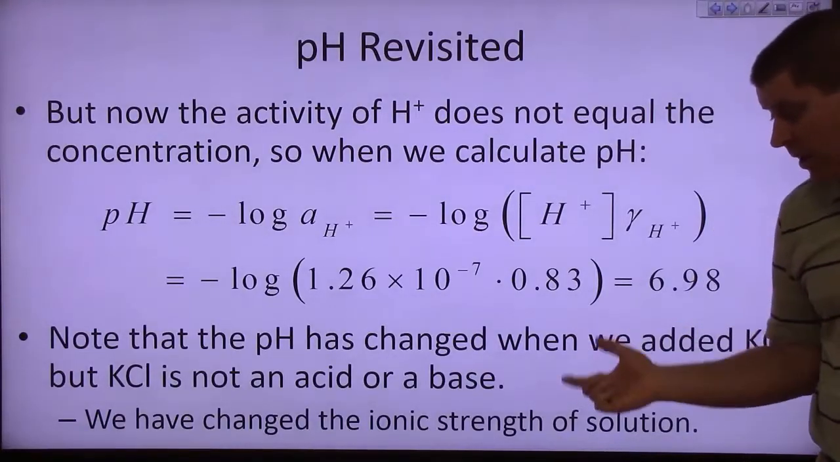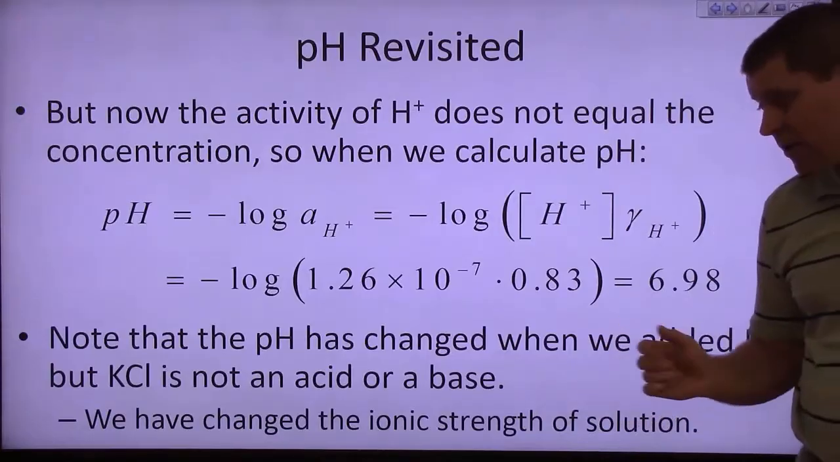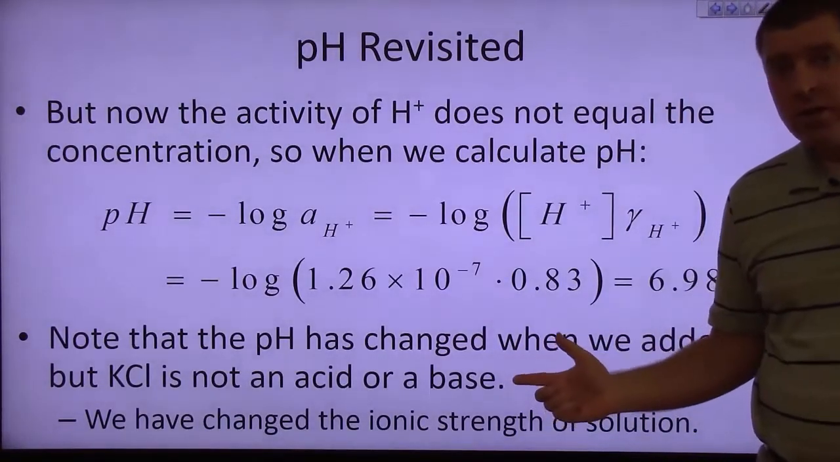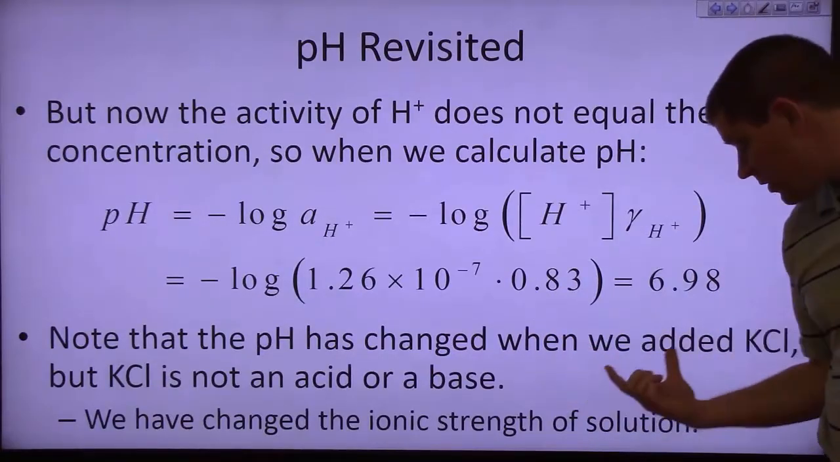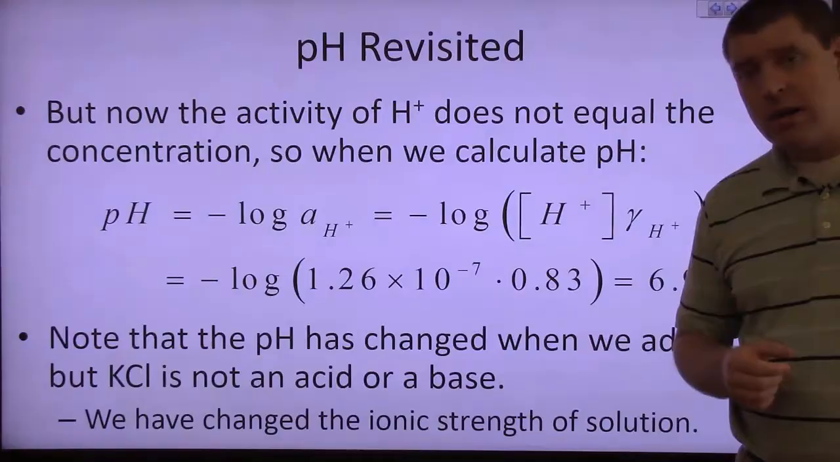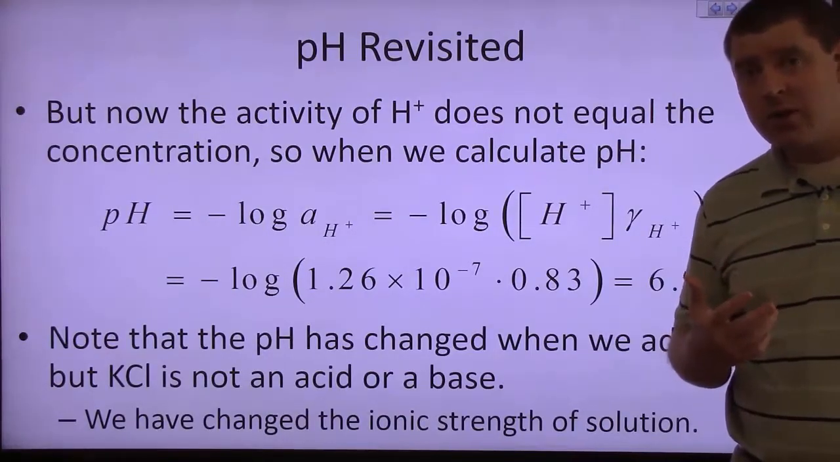In other words, we've changed the ionic strength of the solution, and that has changed the pH. Now, the pH hasn't changed a whole lot. It's only changed by 0.02, which is probably within the error of your pH meter. So it's not very much.